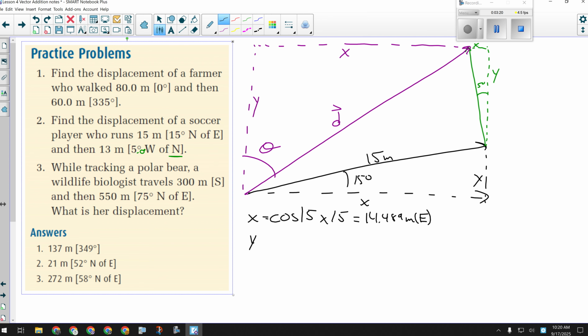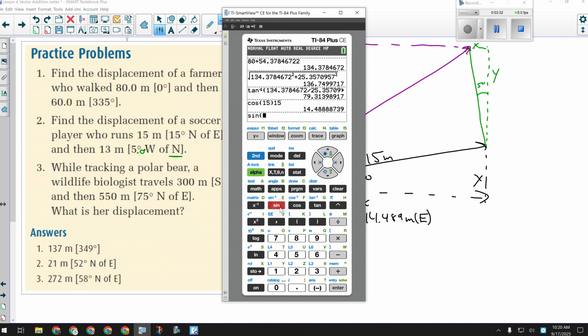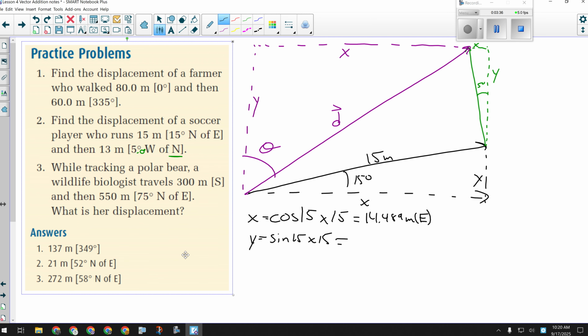And then the y component is way over here, so it's opposite that 15-degree angle. So sine of 15 times 15, that'll be a much smaller side. So we're looking at 3.882 meters for that one, and that one is north. It's always important to put those directions on so that you know which ones are going to be positive and negative later. Then we do the same thing for the green triangle.